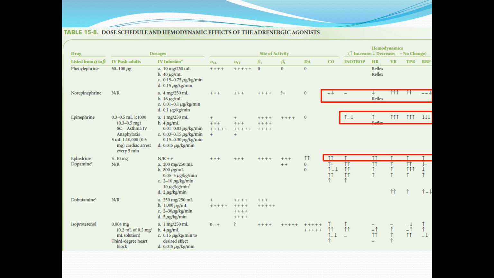Ephedrine, you can see you have increase in total peripheral resistance, increase in venous return, increase in heart rate, all of which lead to increase in your cardiac output. So at least theoretically, it's a physiologic agent to increase your cardiac output. Dopamine, you can see the dose response. Dobutamine, you can see the venous return and total peripheral resistance going up. Renal blood flow can be up or down. And isoproterenol, you can see the result from primarily activation of beta-1 and 2 receptors.